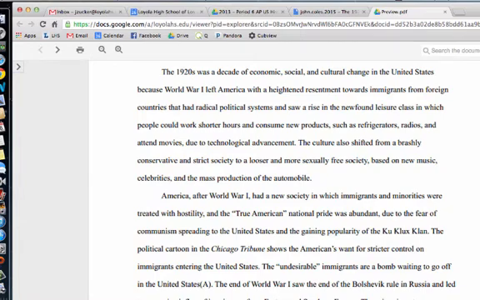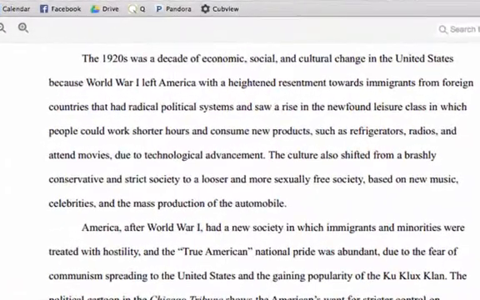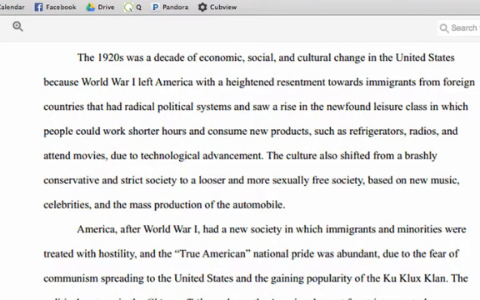Let's first go to the thesis that this student has provided for the DBQ. Now the DBQ is on the 1920s, and the question asks what economic, social, and cultural changes took place during this time period. Now I do want to point out up at the top that the student says the 1920s was a decade of economic, social, and cultural change in the United States. Now if he had stopped there, this would not be a good thesis.